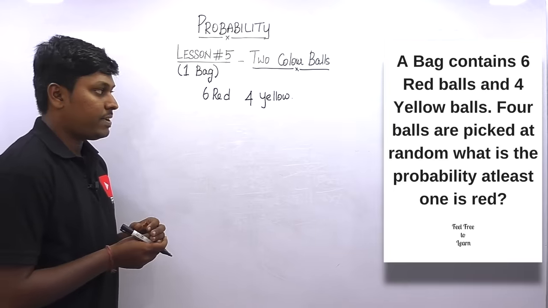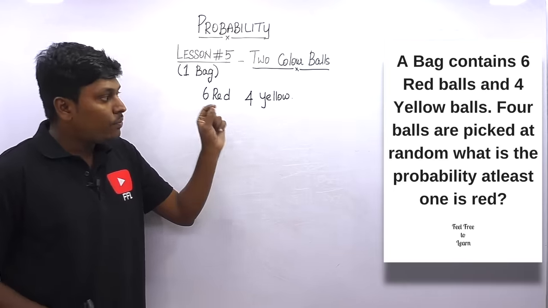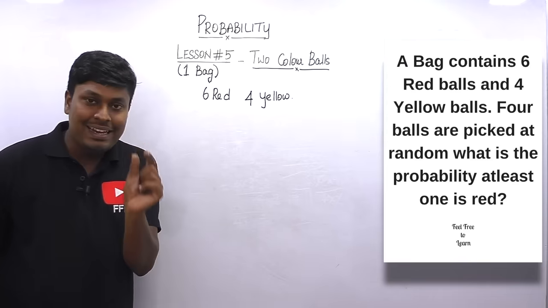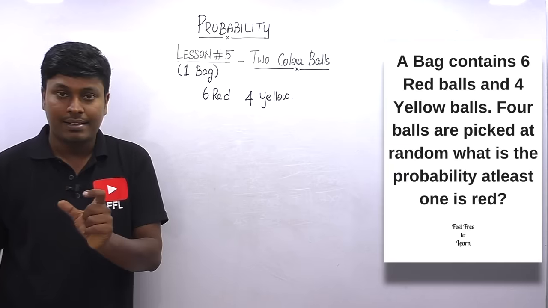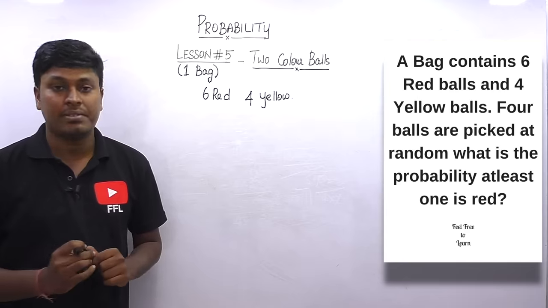Question number 5. A bag contains 6 red balls and 4 yellow balls. 4 balls are picked at random. What is the probability that at least one is red? Listen to the word carefully, at least one is red. Only if you know the meaning of the word at least can you solve this question.